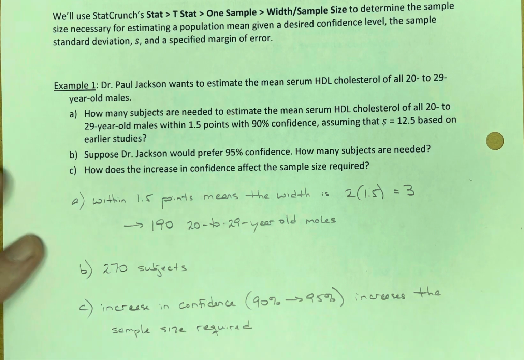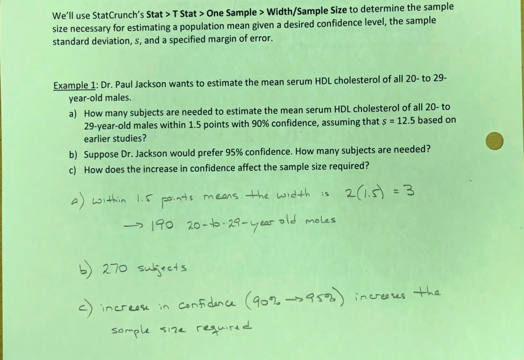You want to be more confident? You'll be more confident with a larger sample, is what that says. You want to increase your confidence. One way to do that is to increase the number of people you are sampling, and that happens. So there you have it, sample sizes for the population mean.